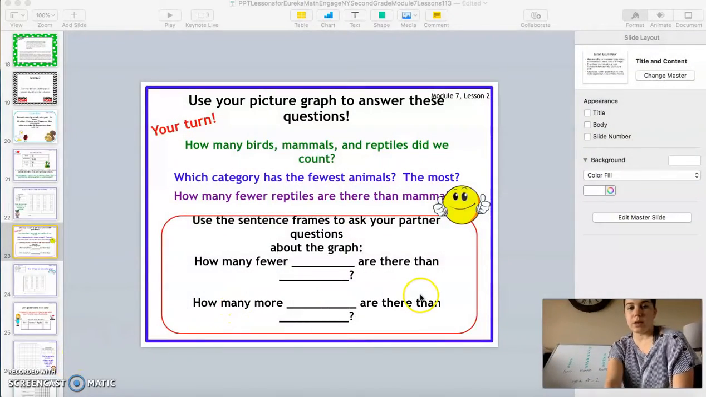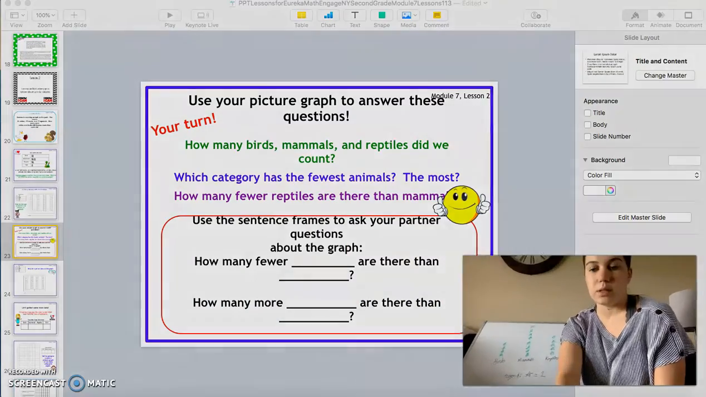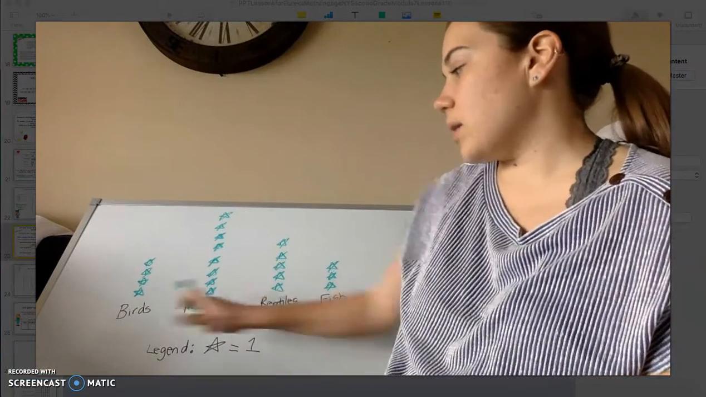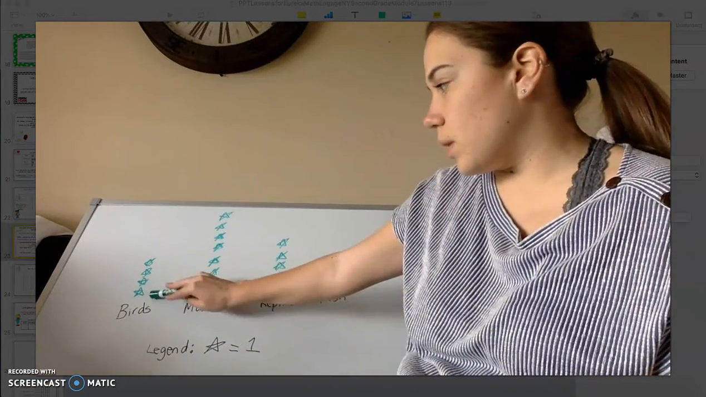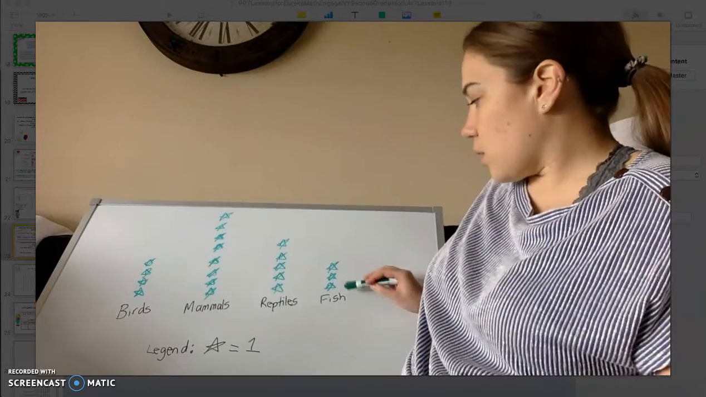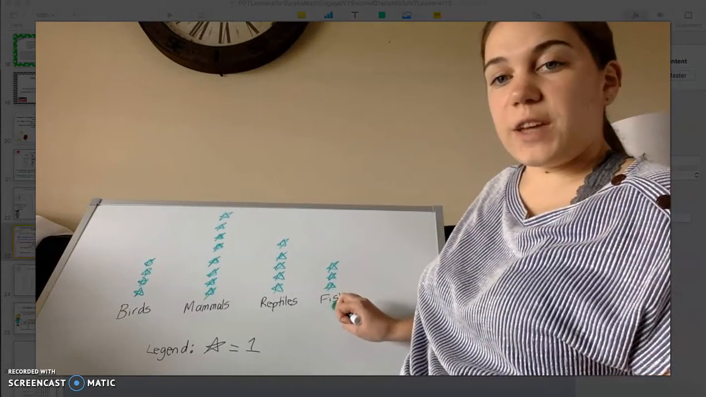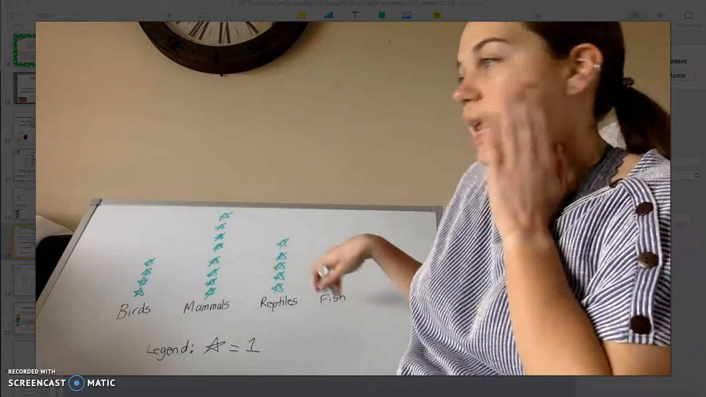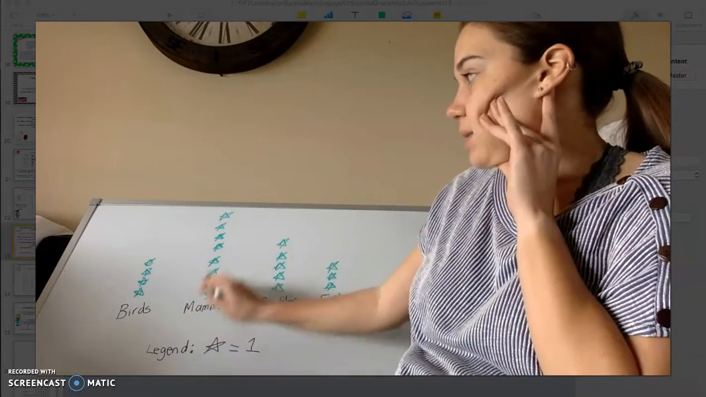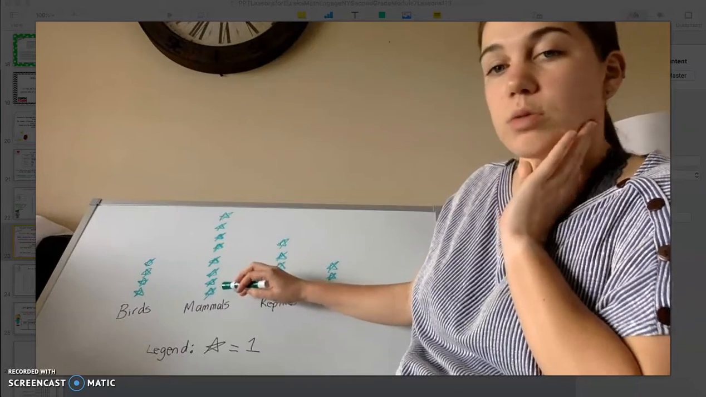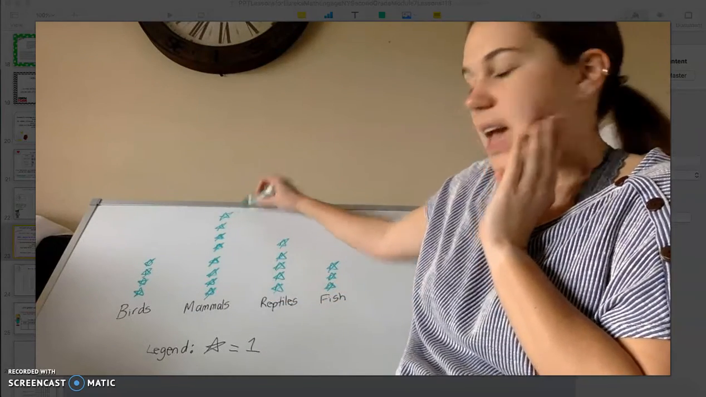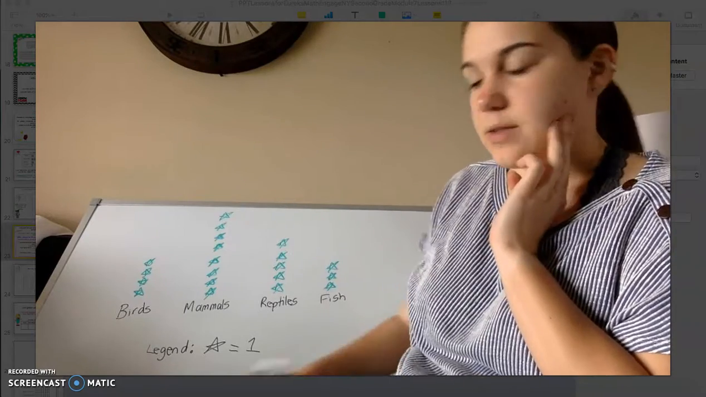Our next question said, which category had the fewest, and then which one had the most? So if we look at our picture, I'd say one of these two would have the fewest. So let's count. 1, 2, 3, 4 birds. 1, 2, 3 fish. The fish had the fewest because it only had 3. When you look at it, it's pretty easy to tell that mammals has the most because it goes up the highest and they have the most amount of stars. They had 1, 2, 3, 4, 5, 6, 7, 8 stars. There's 8 different mammals.